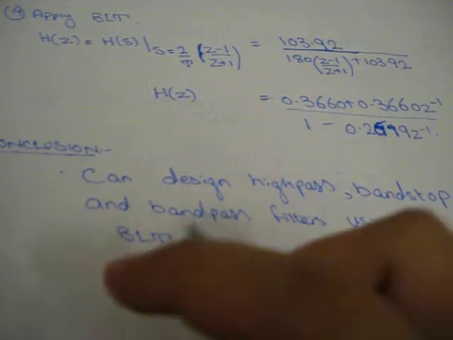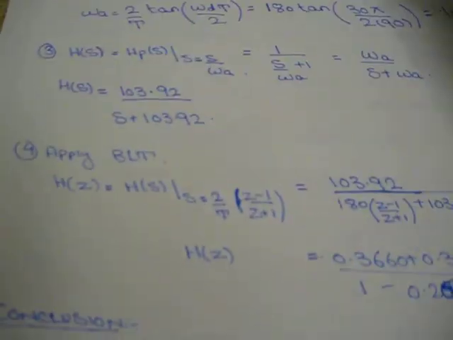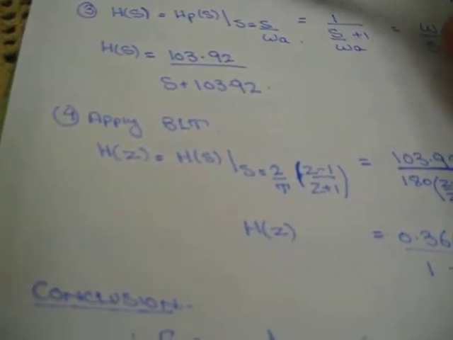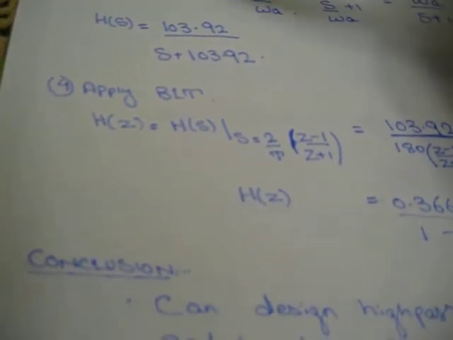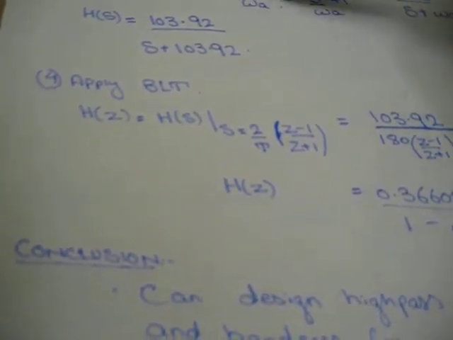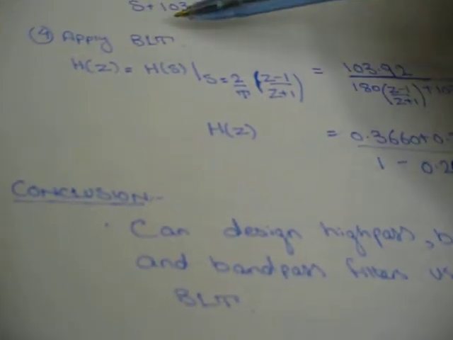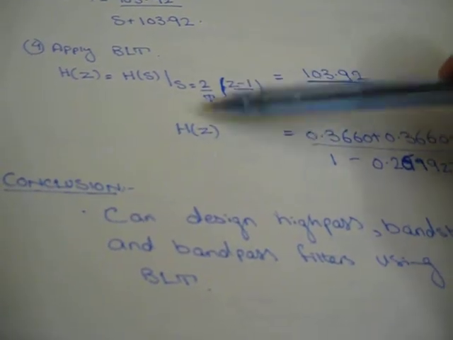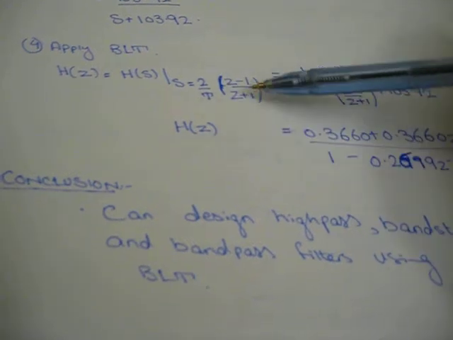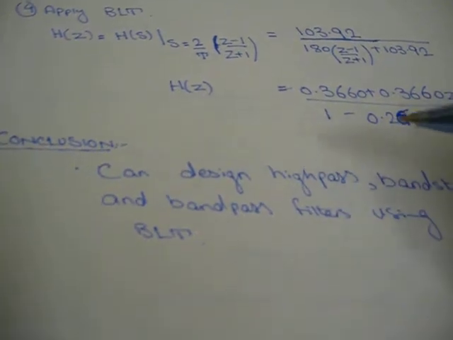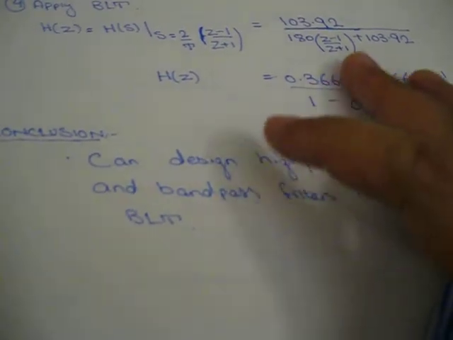Now what we can conclude is that by using similar steps, that is, calculating the digital frequency, then the analog warped frequencies, replacing the prototype with s equal to s over omega a, and in the final step applying the bilinear transformation, we get the transfer function of the digital filter. That is done simply by replacing s with (2 over T) times (z minus 1) over (z plus 1). We can similarly design high pass, band stop, and band pass filters.